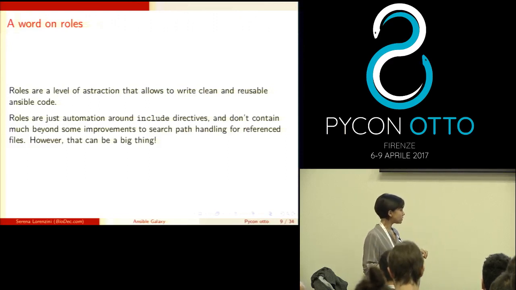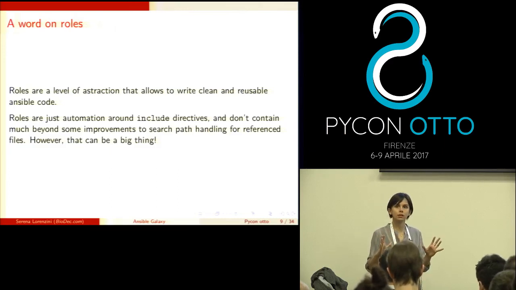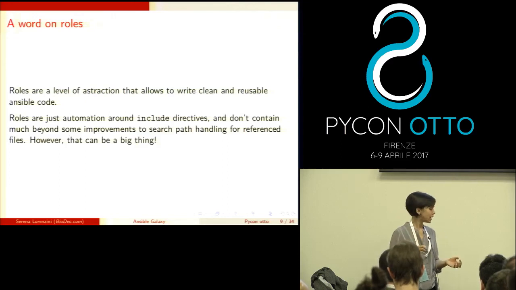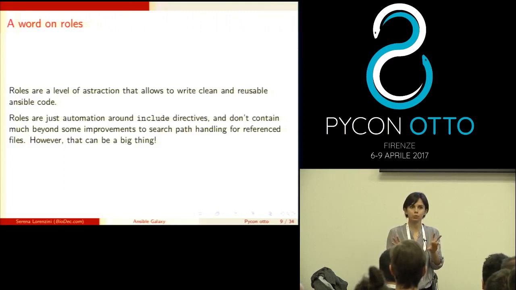Just to be more clear on what roles are. Roles are just a level of abstraction. They are not much more than include directives around YAML files. Okay? However, this is already a big thing because you can organize a lot of YAML files together. You can decide in which order they can be executed. You can source variables without telling the full path of them, because Ansible roles source variables in the project. Okay, you cannot do these things with just plain playbooks.